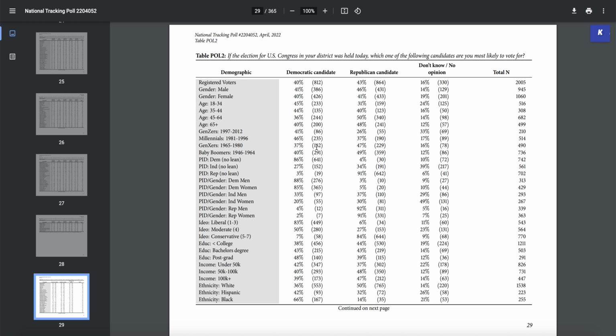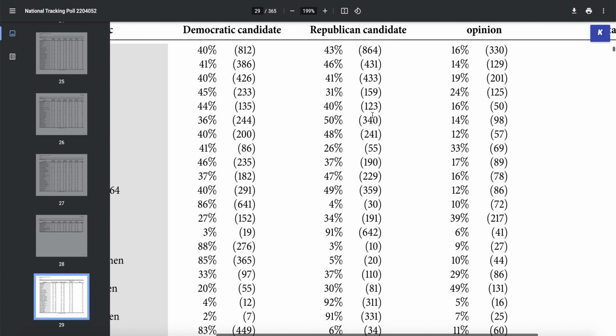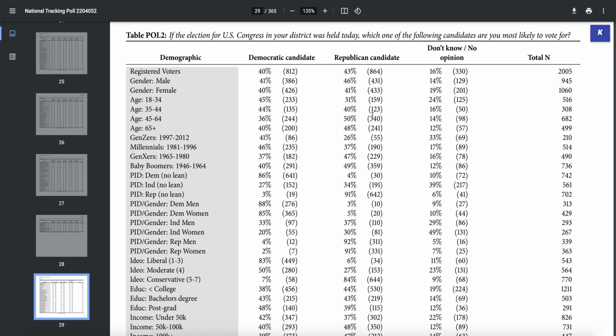But looking at the generic congressional vote here, it does an amazing job at breaking down by age, generation, by political party affiliation, and gender, by ideology, by educational background, by income level, by ethnicity. And what you're seeing here is that this breakdown might reveal, or at least could reveal, why the Democratic Party has an ability to maintain themselves around 40%, and the Republican Party isn't able to take advantage of that and really defeat them across the nation.